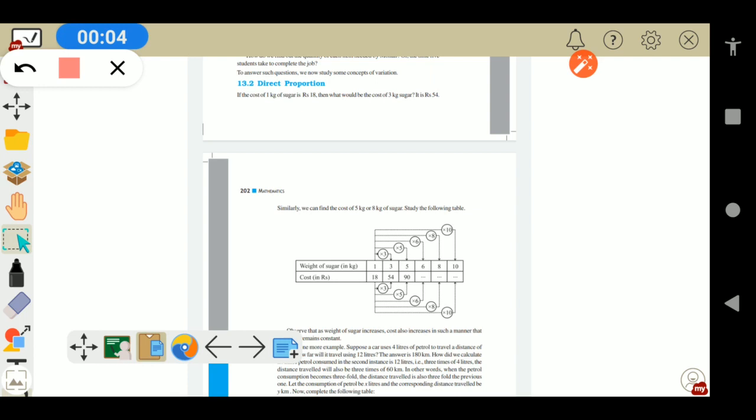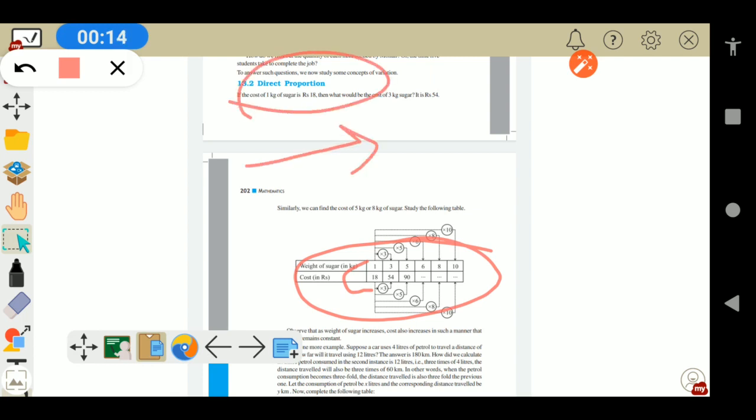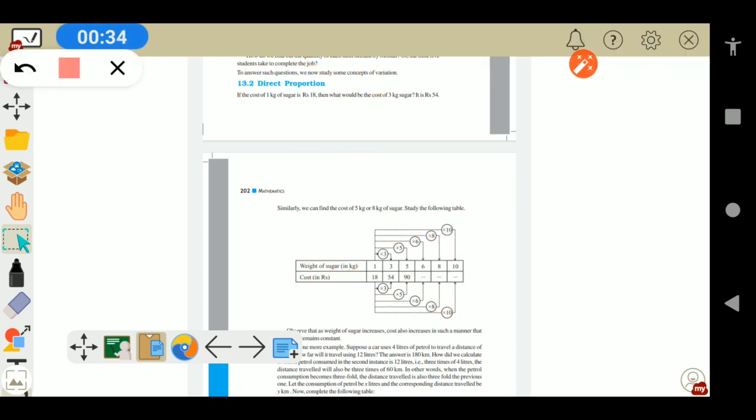The ratio between the terms remains the same throughout the whole table. So this is direct proportion. When one quantity increases, the value of the second quantity also increases, so we can call these two quantities in direct proportion. And inverse proportion is opposite to direct proportion, meaning when one quantity increases but the other decreases, then it is called inverse proportion.